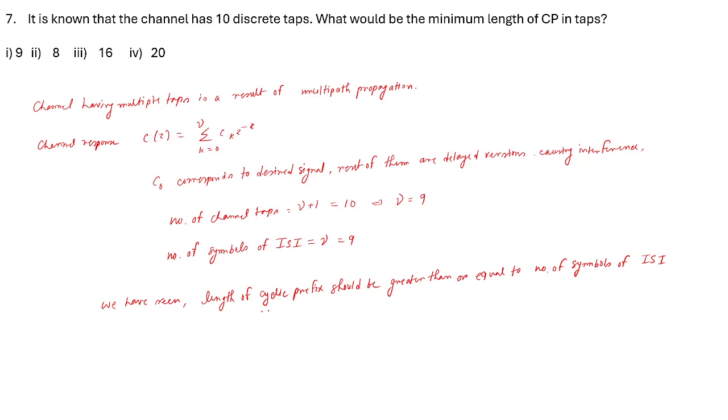Greater than or equal to. So therefore, from this we get that the length of CP should be greater than or equal to 9, which is the number of symbols of ISI. So the minimum length of CP is 9. So the first one is the correct answer.